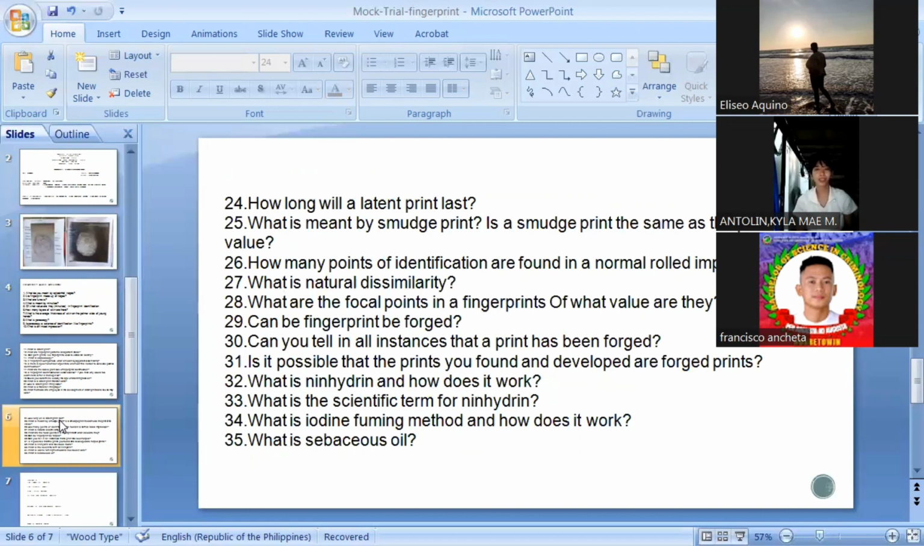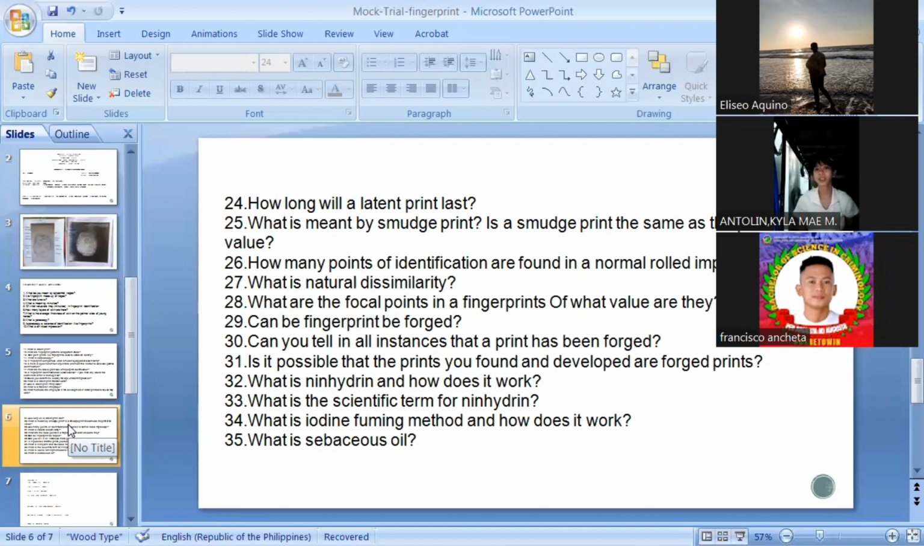The vapors react with the fatty acids and oil present in the latent print residue, causing a chemical reaction that results in the formation of brownish iodine crystals on the surface. These crystals enhance the visibility of the latent prints and allow them to be photographed or lifted for further analysis.